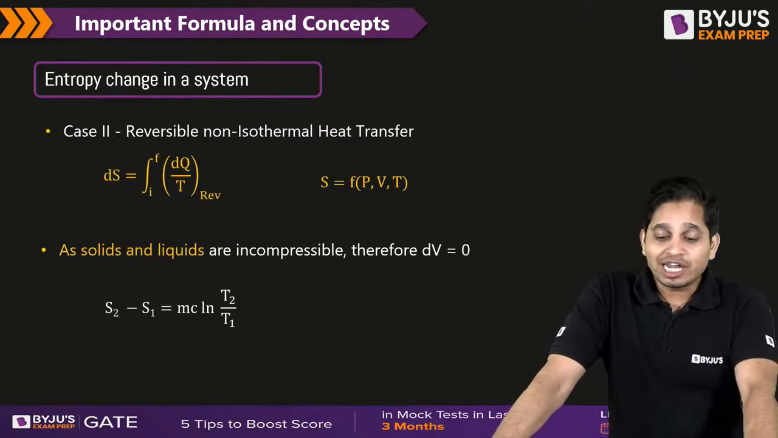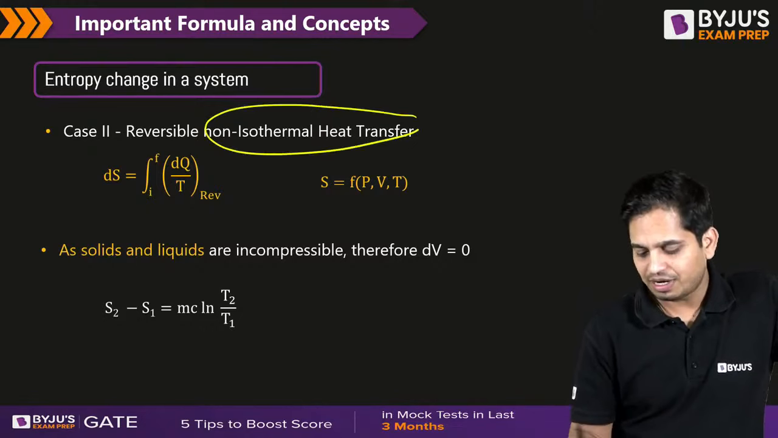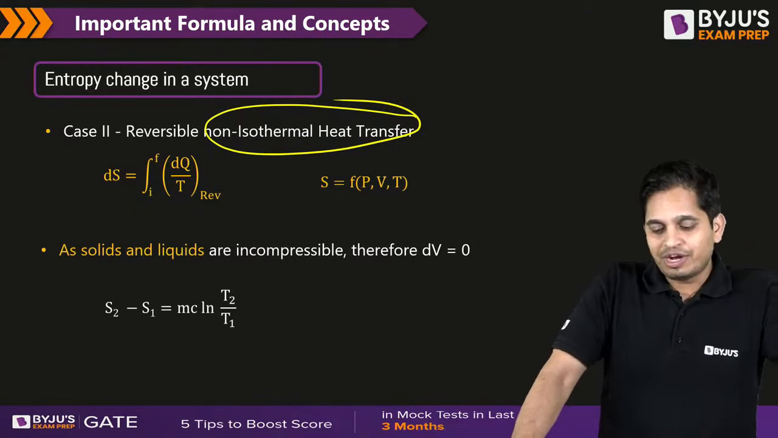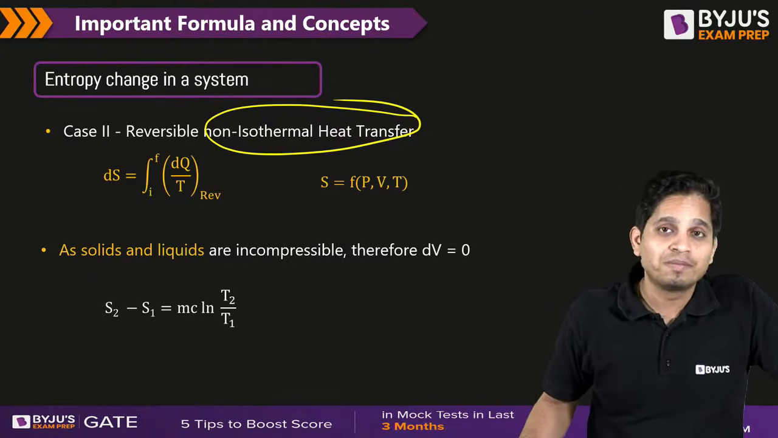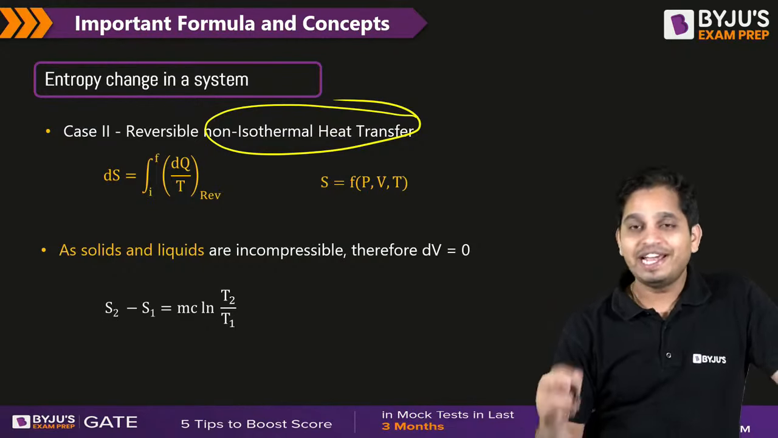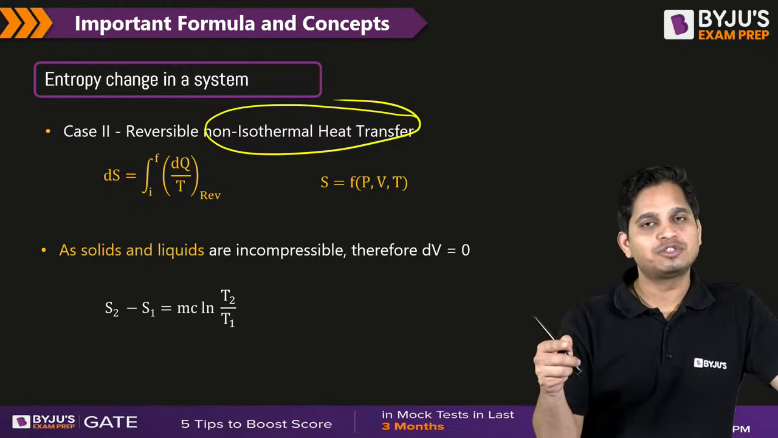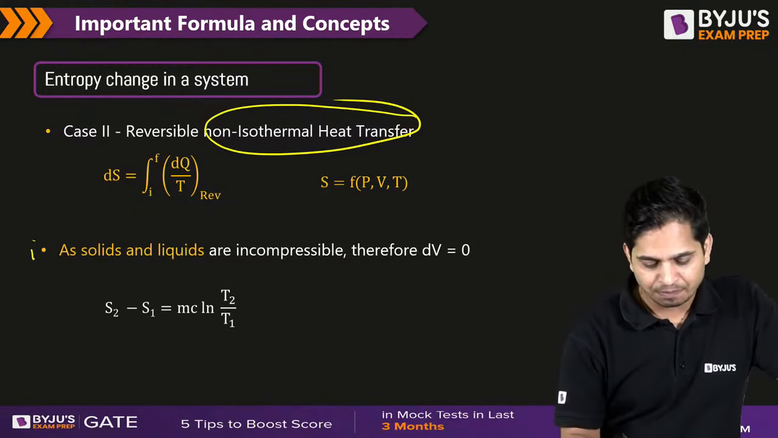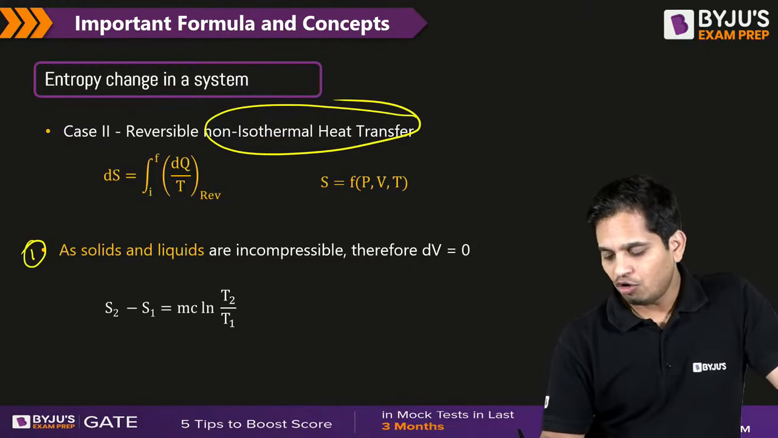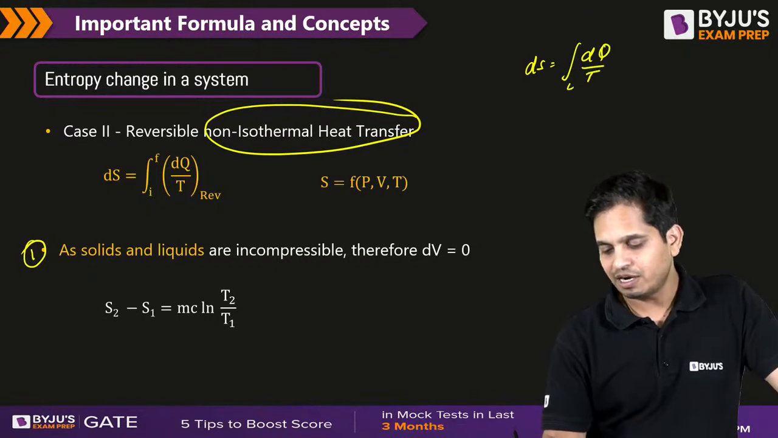Now what if the temperature is changing? When the temperature is changing, you cannot take temperature out. So we have two cases, reversible non-isothermal heat transfer. First case is solids and liquids. Now we have ds is equal to the integral of dq by T, from initial to final.